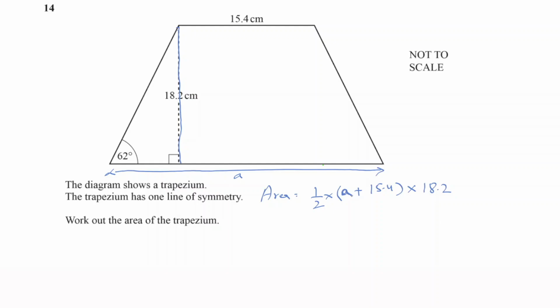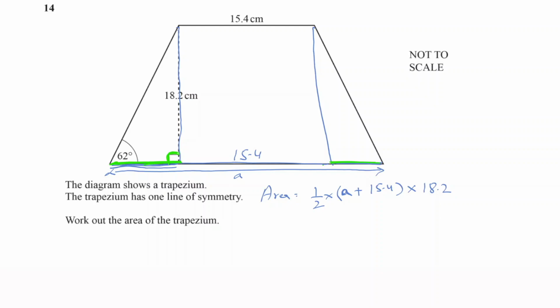But the problem is we don't have the length A, right? The length A is actually this length, plus this length, that is 15.4 itself, and this length. As it is symmetric, this length and this length will be equal to each other, right? Because it's symmetrical, we can find either side's length, double that, and then add 15.4 to get the value of A. So because it's a right angle triangle, we can use sine rule, any rule we can use.